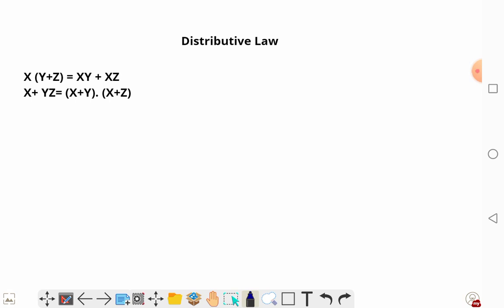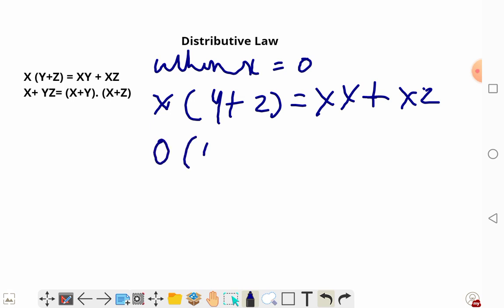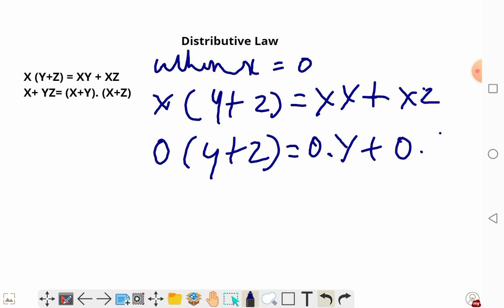Now I'll solve for when x is equal to 0. What is the value of x? We will write the formula as it is: x into y plus z is equal to xy plus xz. The x value is 0, so 0 into y plus z as it is. Again the x value is 0 into y plus 0 into z.